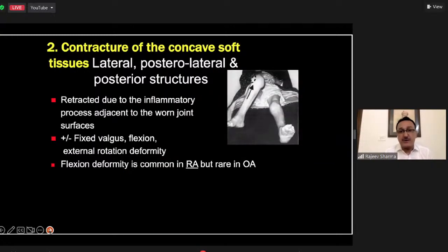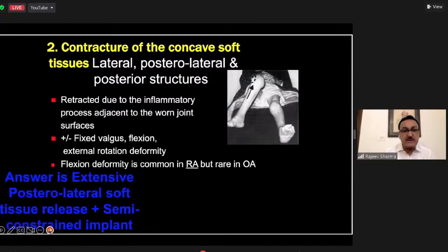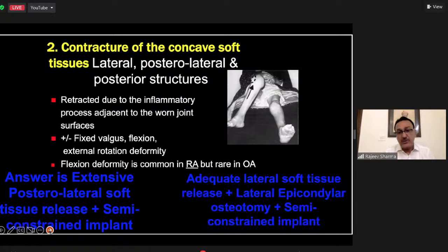If there is a contracture of the concave tissues, lateral, posterolateral, or posterior structures, the retraction is due to the inflammatory process adjacent to the worn joint surfaces. The patient may have a fixed valgus or fixed flexion deformities and external rotation deformities. The answer is extensive posterolateral soft tissue release, but you have to be ready with the semi-constrained implant, which is a very important thing. Or you may opt for adequate lateral soft tissue release, lateral epicondylar osteotomy that you just saw, plus the semi-constrained implants.